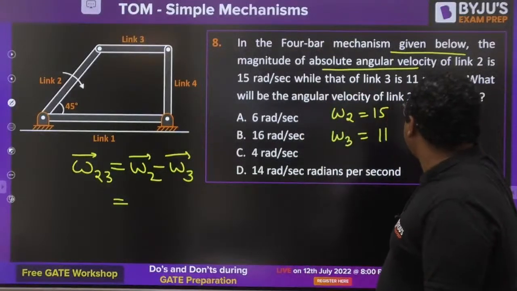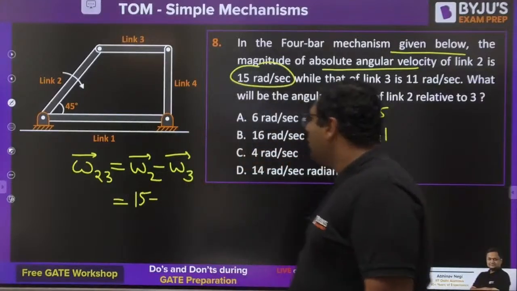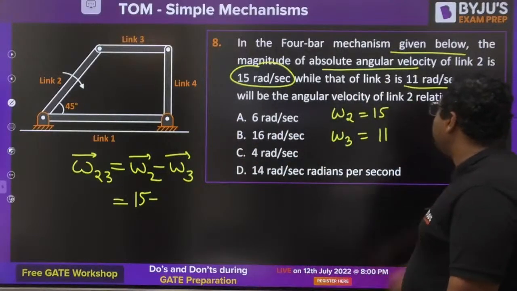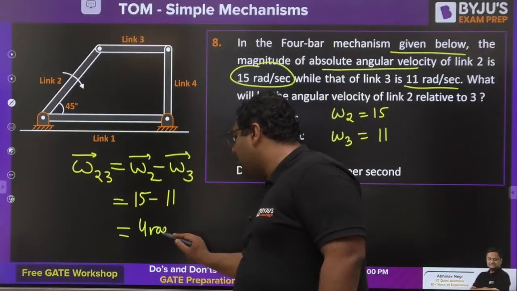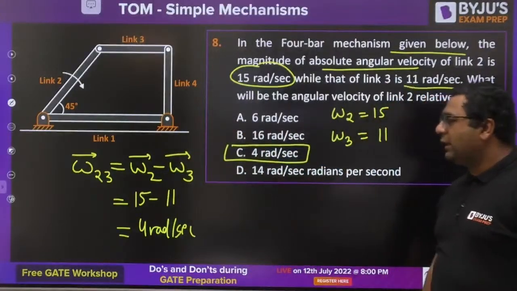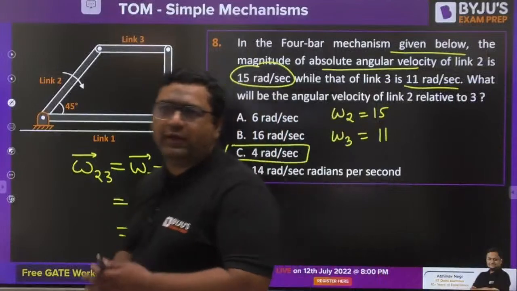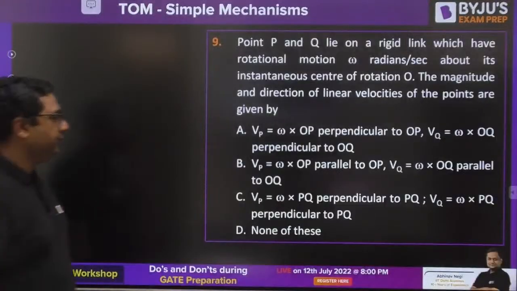So you know it is given as for link 2 is 15 radian per second. For third it is given as 11 radian per second. They are absolute. So 4 radian per second will be the answer. So answer is C. Okay, so this is how we can solve it. Next question, guys, question number 9.